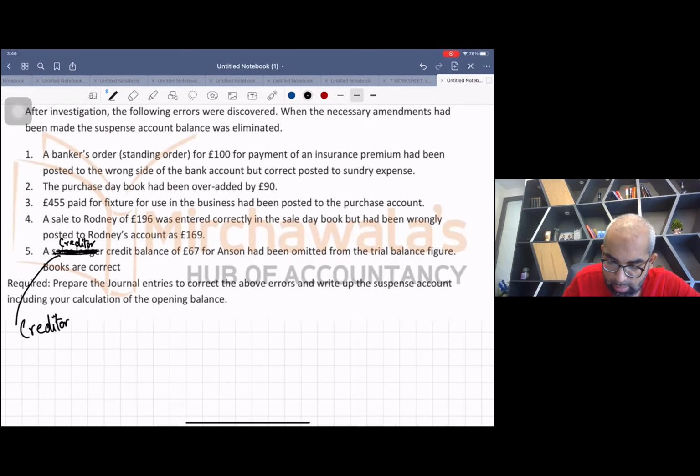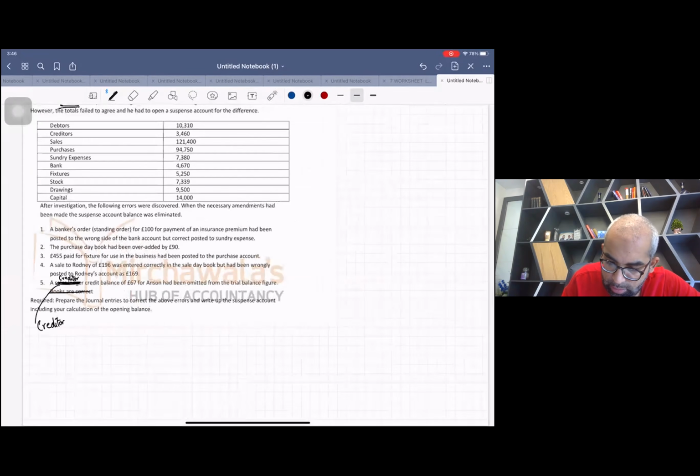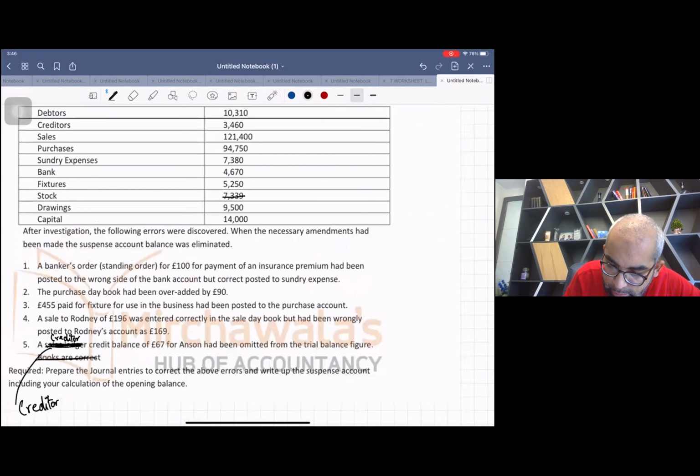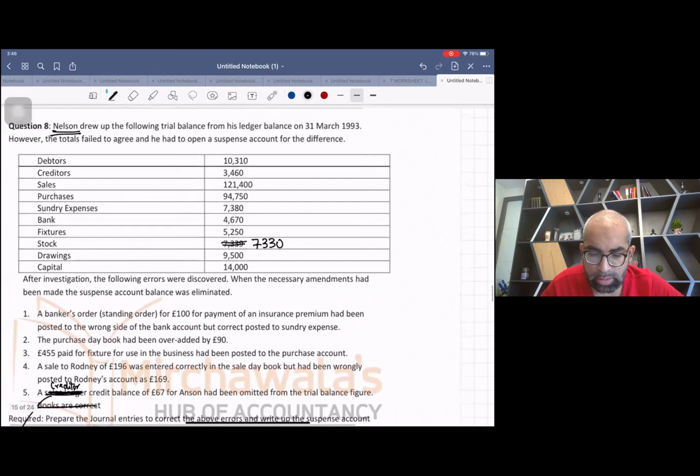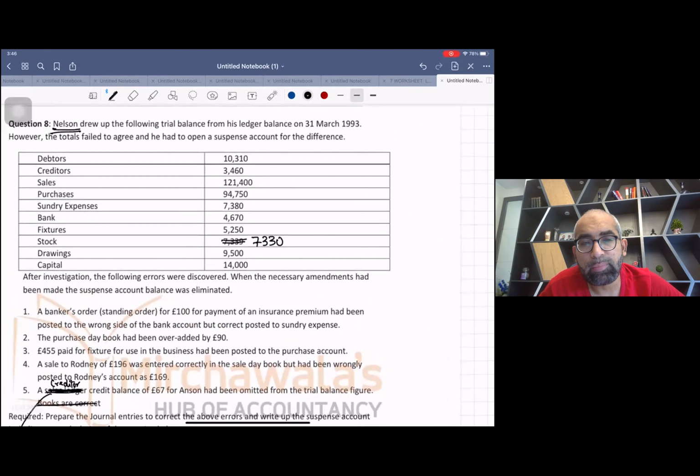Okay, now this stock is not 7339, it's 7330. Do remember, maybe in our new book we have corrected this error, but just on the safe side I'm telling you. So this is question number 8, Nelson. You have to do it. It's the same as V Morris we did today. First you need to make the trial balance and then suspense and everything.